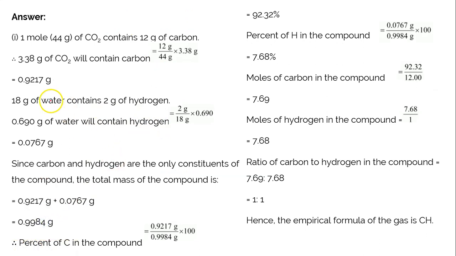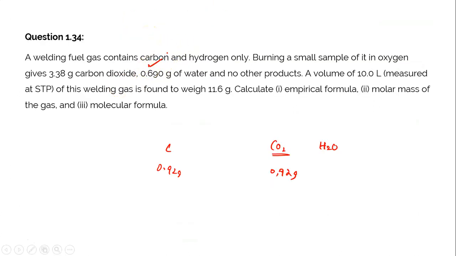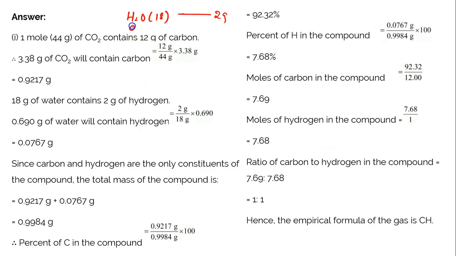In case of H2O, 1 mole of H2O is 18 grams. And in 1 mole of H2O, how much hydrogen do you have? You have 2 grams of hydrogen. 2 hydrogen atoms are there, which is 2 grams of hydrogen. Now in the question they are saying that you have how much water furnished? 0.690 grams of water furnished. So 0.690 grams of water will contain how much hydrogen? Cross multiply: 0.690 into 2 divided by 18, which on simplification will give you 0.0767 grams of hydrogen present.